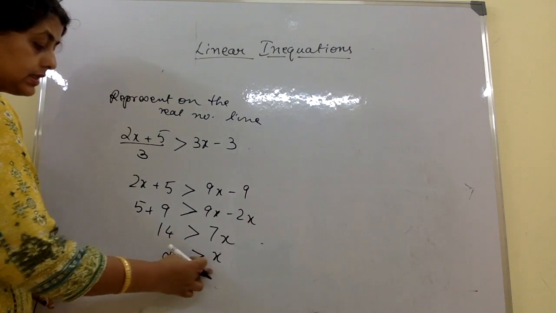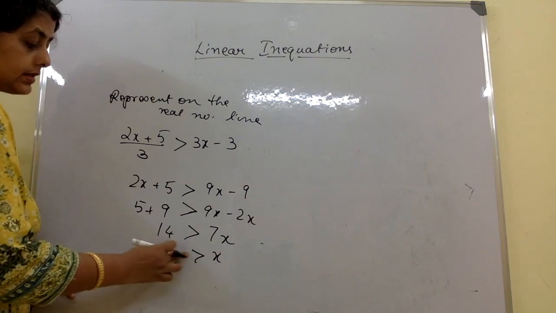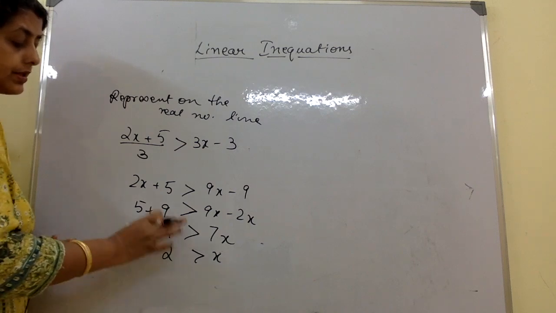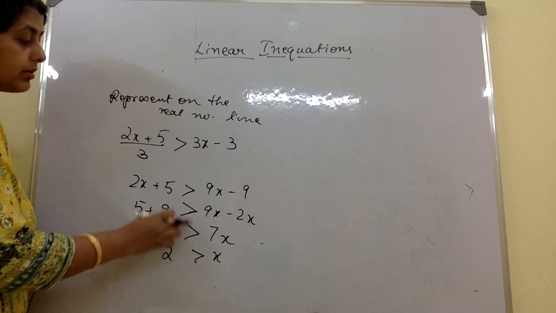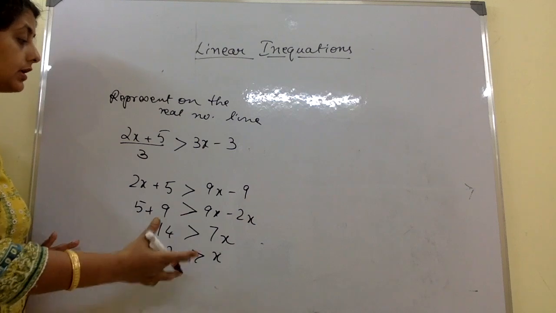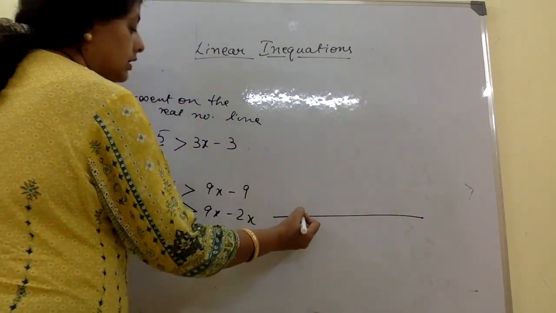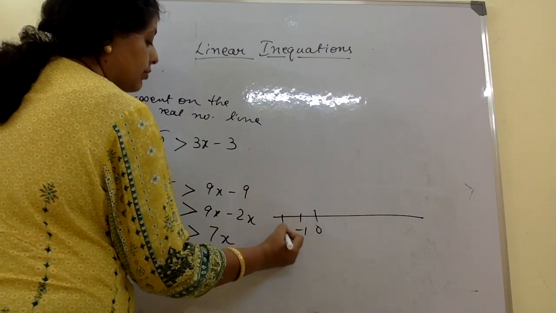Okay, so x is less than 2. Okay, 2 is greater than x. Now here there is no double line. They are not saying greater than or equal to. So how should I put it on the number line? So here 0, minus 1, minus 2.